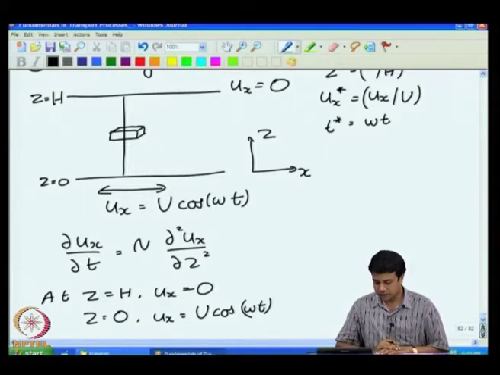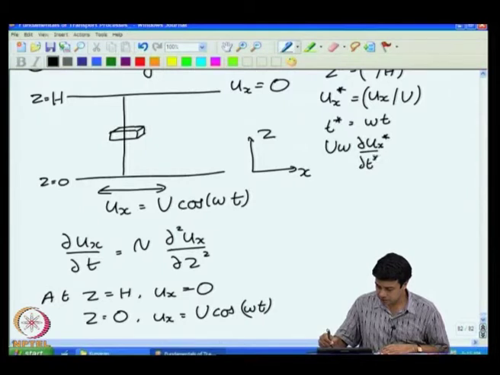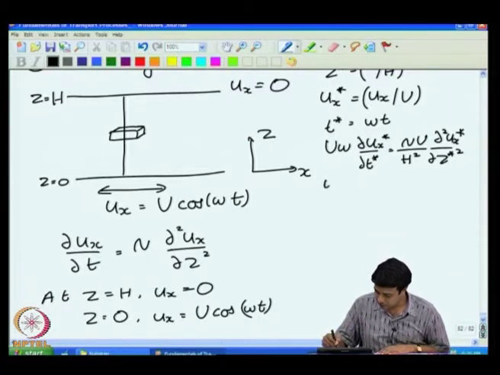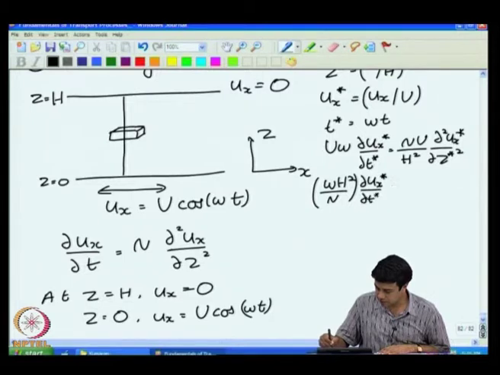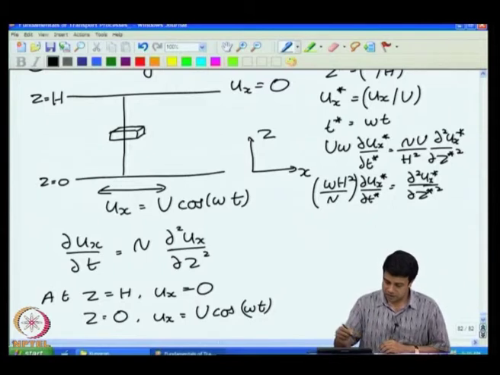Put all of these together into the governing equation, and what I will get is U times omega dux star by dt star is equal to nu U by h square d square ux star by dz star square. Just putting in the time, distance and velocity scales. And of course, I can cancel out U on both sides, and finally, I will get omega h square by nu d ux star by dt star is equal to d square ux star by dz star square. So, that is my final non-dimensional equation, which contains this non-dimensional parameter.